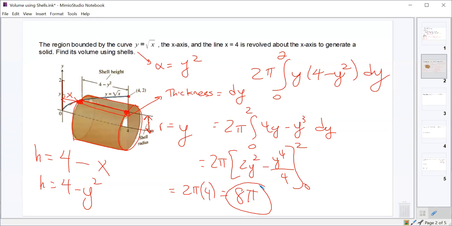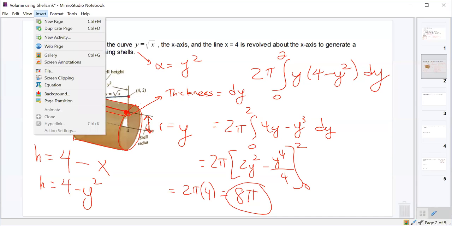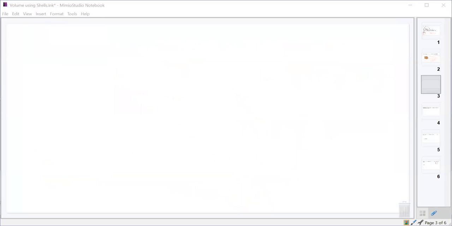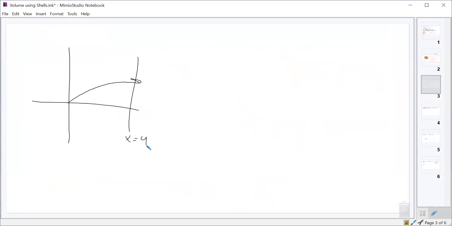Could we have done this using disks? The answer is yes, we certainly could have. And it certainly would have been a lot easier. And we're going to real quickly do that just for fun. Here's y equals root x. Here's x equals 4. Revolve it around. What do you end up with? You end up with a shape that looks like this, right?